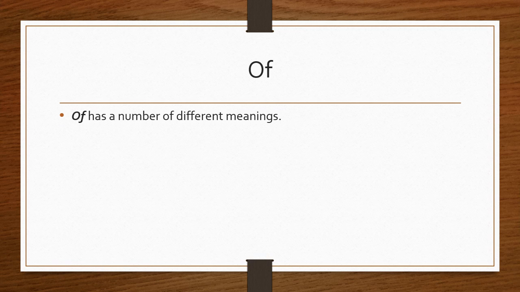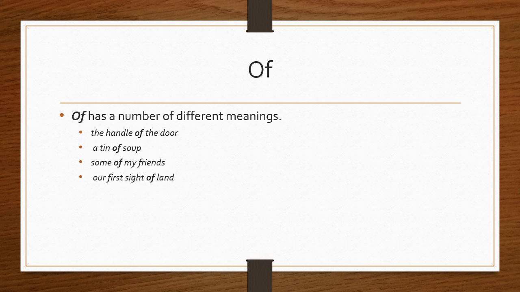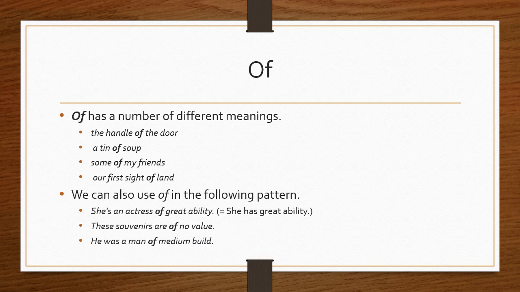Of has a number of different meanings, but basically it talks about relationship. The handle of the door. That means the handle which is related to the door. A tin of soup. Some of my friends. A first sight of land. We can also use of in the following pattern. She's an actress of great ability, which would mean she has great ability. These souvenirs are of no value. He was a man of medium build.